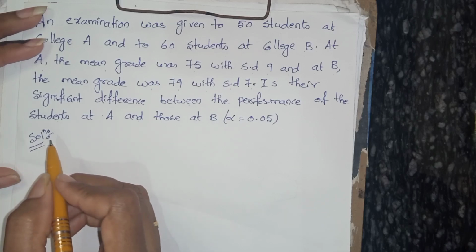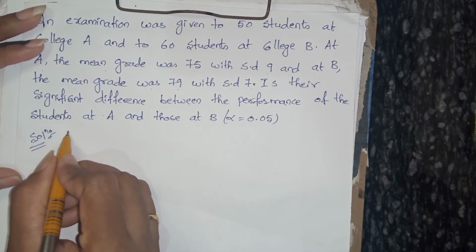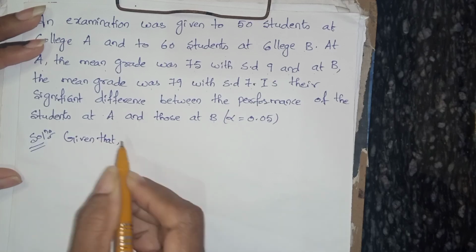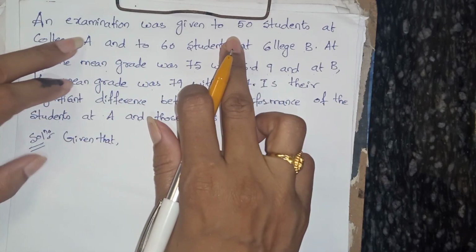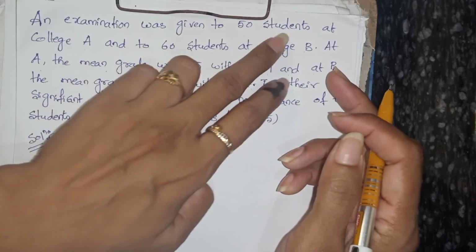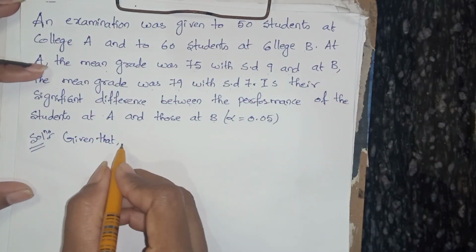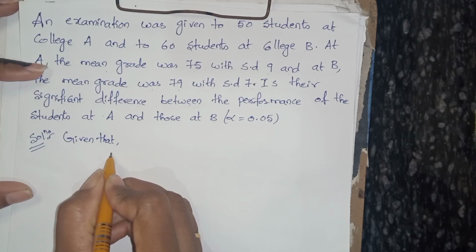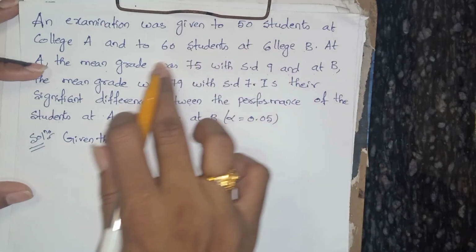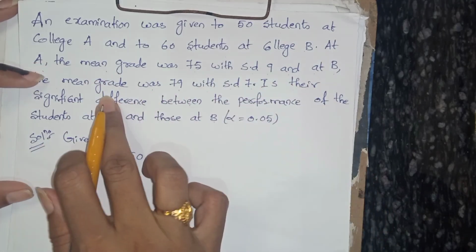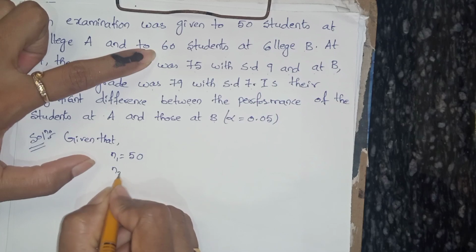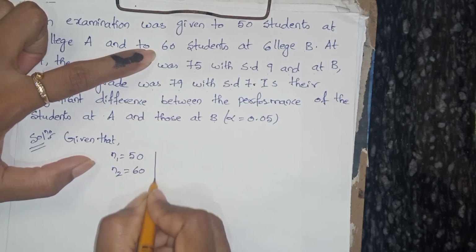So first we have to write the given values. So given that, what are the values they gave? So here an examination was given to 50 students. 50 students in the sense what? That is nothing but sample size. So n1 equals 50, and next, n2 is 60.